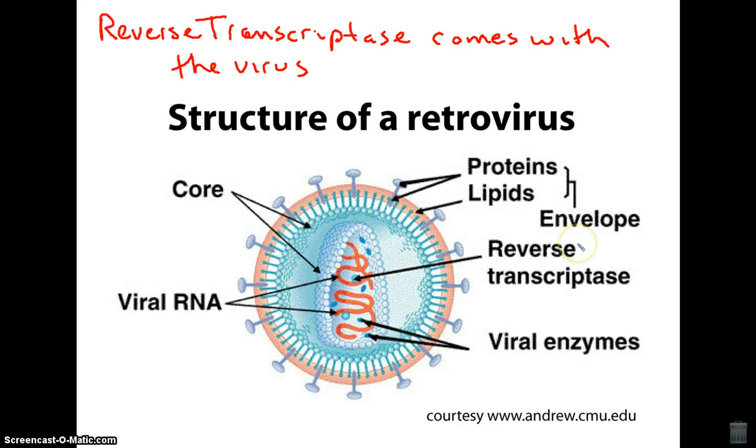As you can see in the diagram here, the reverse transcriptase comes right with the virus, so we've got the viral RNA in this case, and it has reverse transcriptase right on it. It is an enveloped virus, and so you can see it's got the proteins and the phospholipid bilayer that will allow it to gain access into the cells.